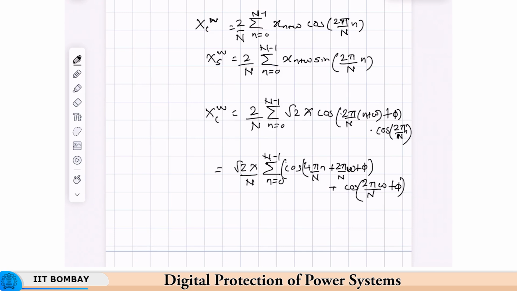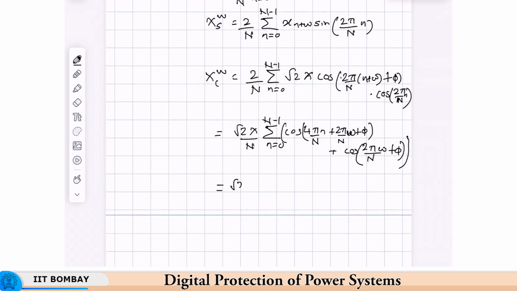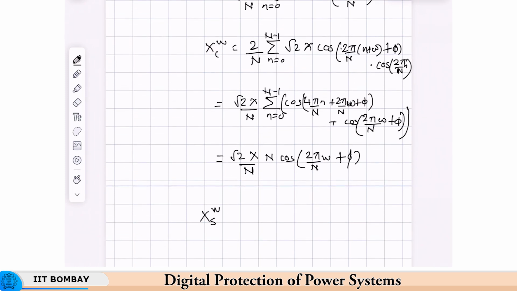Okay, this term will still equate to 0 because it is a double frequency term summed over a full time period. So, what we will get is N cos of 2 pi by N w plus phi. Okay. Similarly, our x s term will also give us, I can write it directly, but anyway since I have written an N, there is a minus sign here, sine of 2 pi by N w plus phi.